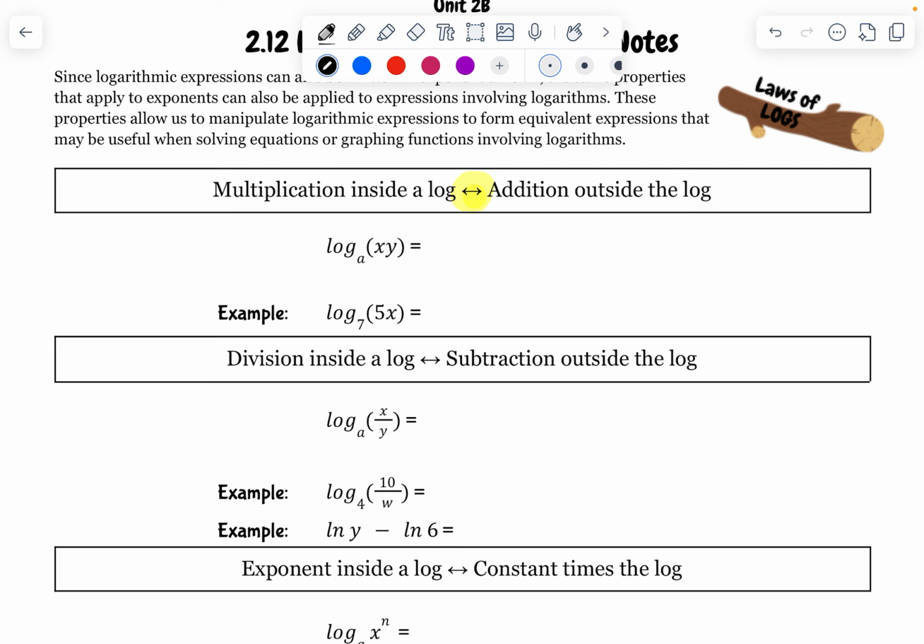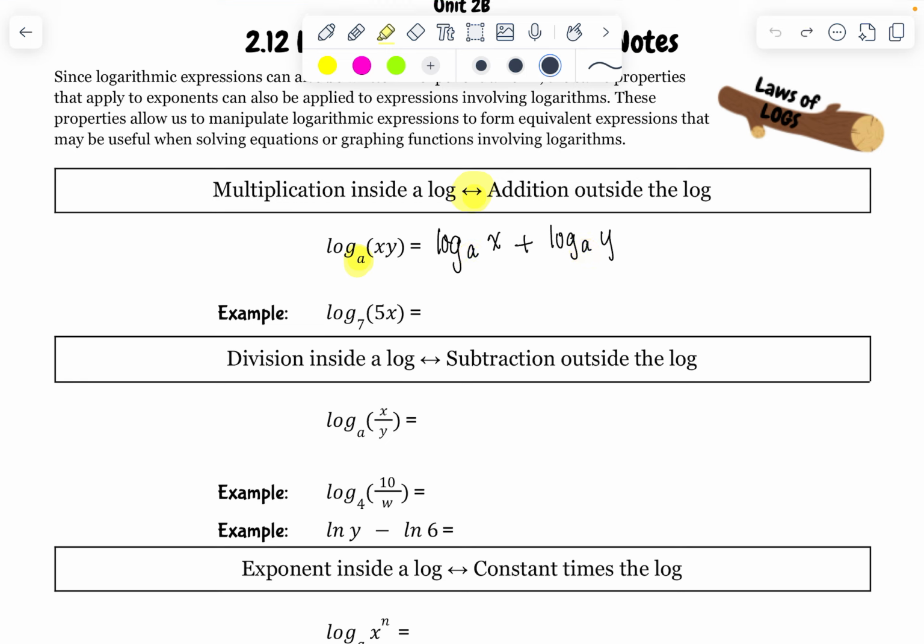So for the rule, if I have log base a of x times y, I can expand that into log base a of x, so just the first term that's being multiplied on the inside, plus log base a of y. So multiplication on the inside turns into addition on the outside. And then I also want to point out that I am using the same base a for all of them. That needs to be consistent.